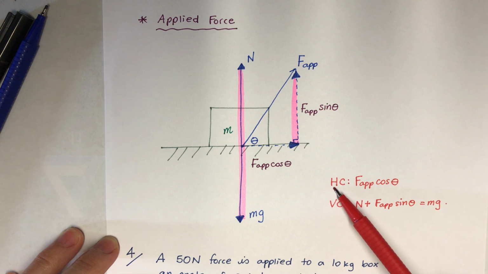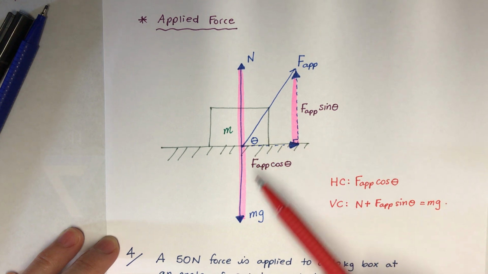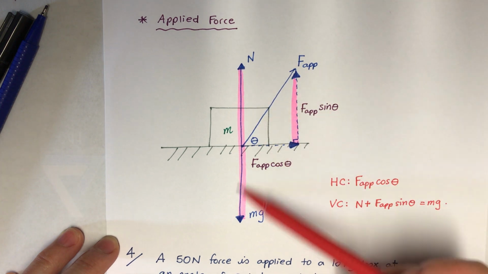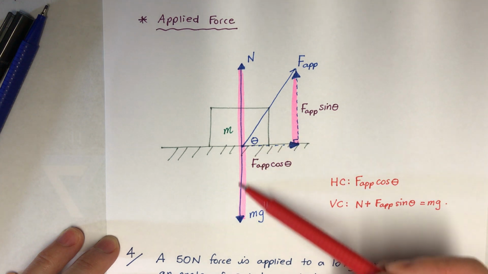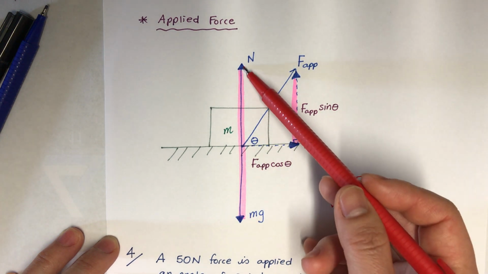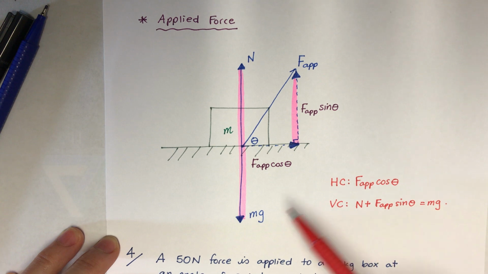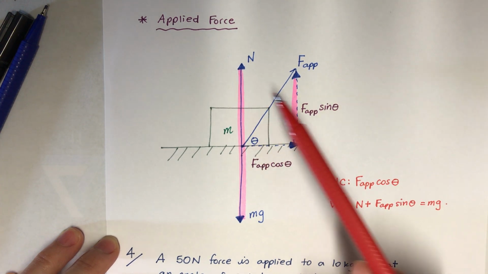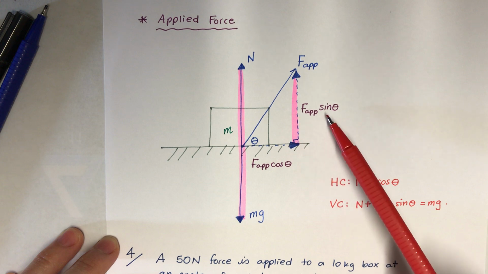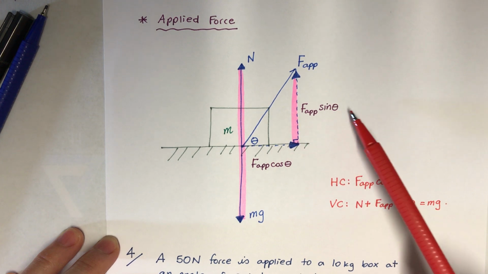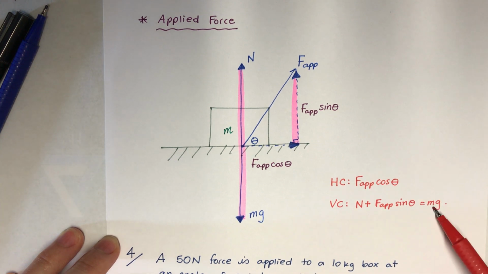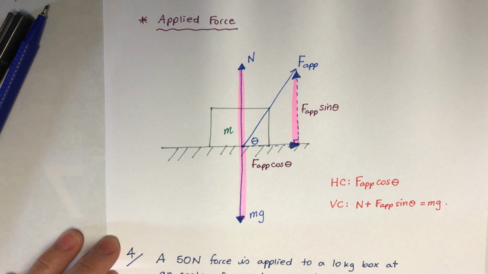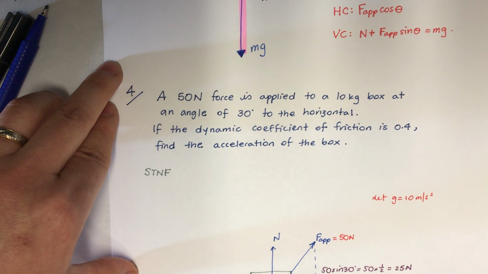So let's have a look. Horizontal component is that part only, but the vertical, 1, 2, 3. Now I'll put equals mg because mg is going in a different direction. That is the same direction, so you add them together. It's basically like this: N plus applied force sine theta minus mg equals 0. But we just put it as mg equals those 2 plus, because it's in equilibrium.